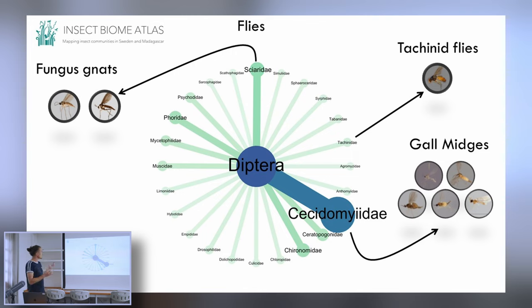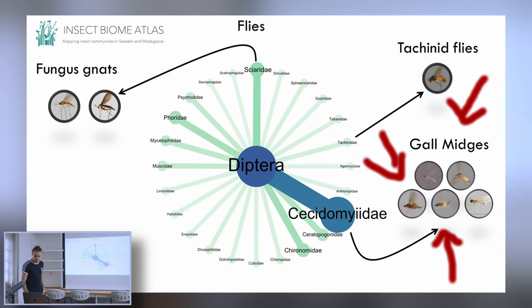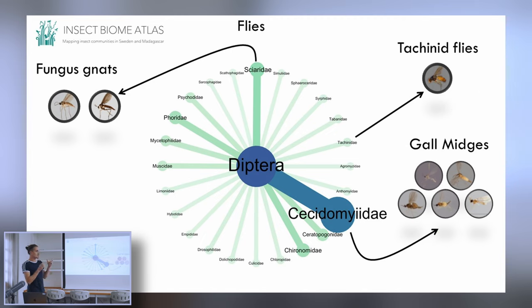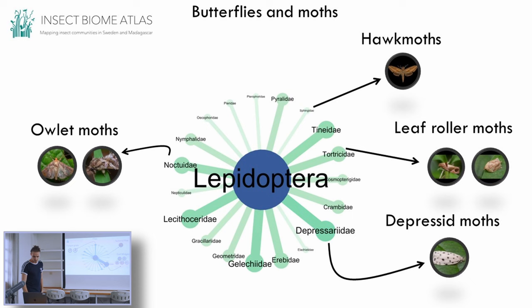So these are the flies. By far the biggest representative of this group were the Cecidomyiidae. These are gall midges, which live in decaying matter, and sometimes they create a gall on plants to protect their larvae. We also find a lot of fungus gnats, which are small flies that spend a part of their life cycle eating fungus. And then we also have something weird like a tachinid fly, a family of parasitic flies.